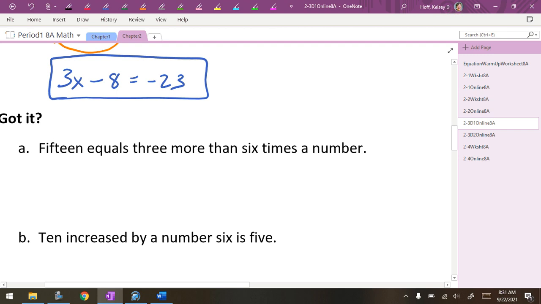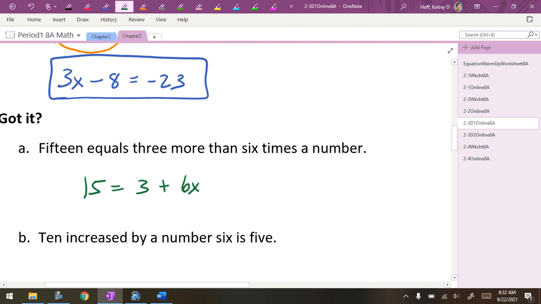All right, who thinks they have this one? Jack? 15 equals 3 plus 6x. Thoughts? Agree or disagree with him? Agree. He's 100% correct. I saw some thumbs up. Good job. You were to be writing.